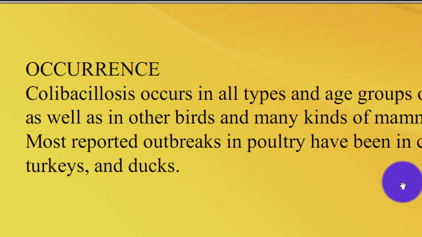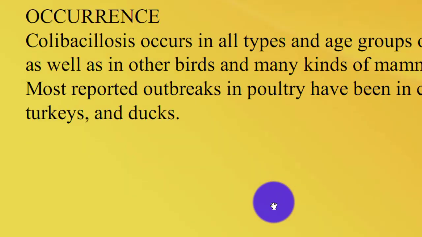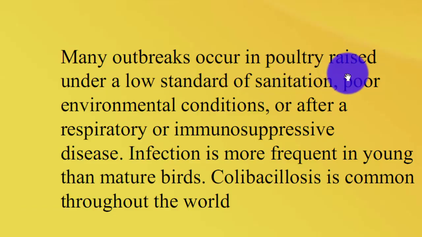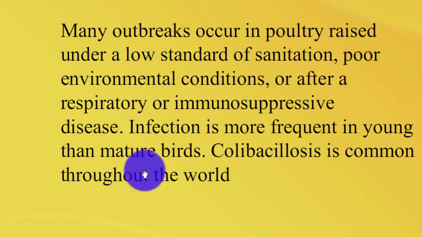Occurrence: colibacillosis occurs in all types and age groups of poultry, as well as in other birds and many kinds of mammals. Most reported outbreaks in poultry have been in chicken, turkey, and ducks. Here, in poultry raised under a low standard of sanitation, poor environmental condition, and after respiratory or immunosuppressive diseases, infection is more frequent in young than mature birds. Colibacillosis is common throughout the world.